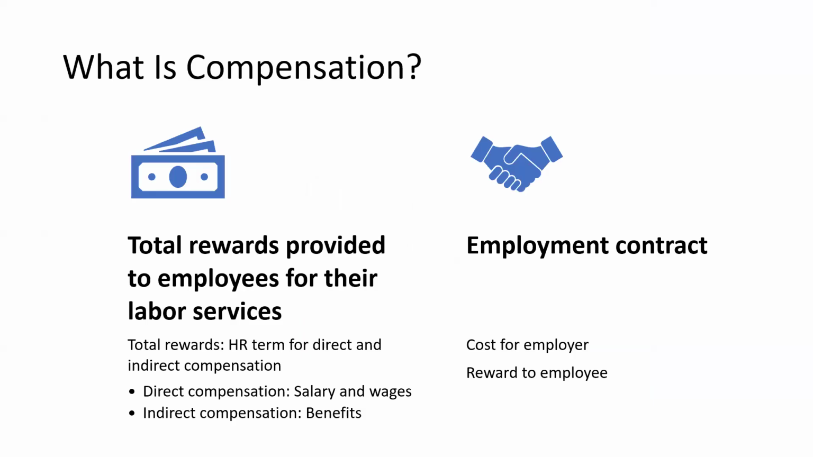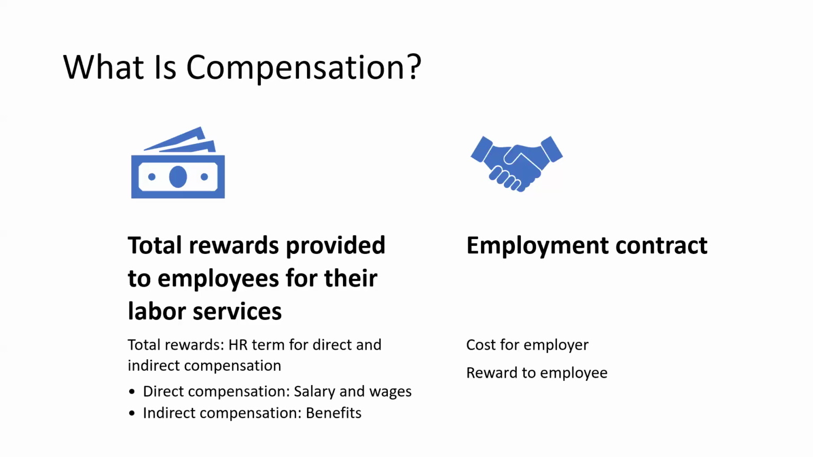So what is compensation when we talk about compensation in this class? I often might use the term total rewards when I'm talking about it in this class, and that's the human resource management term for what we call compensation in this class generally. And compensation includes two different kinds of compensation that we'll talk about through the semester. The one that we'll talk the most about is what we call direct compensation, and this is salary and wages. So this is kind of the tangible money or cash that people get for the work that they do.